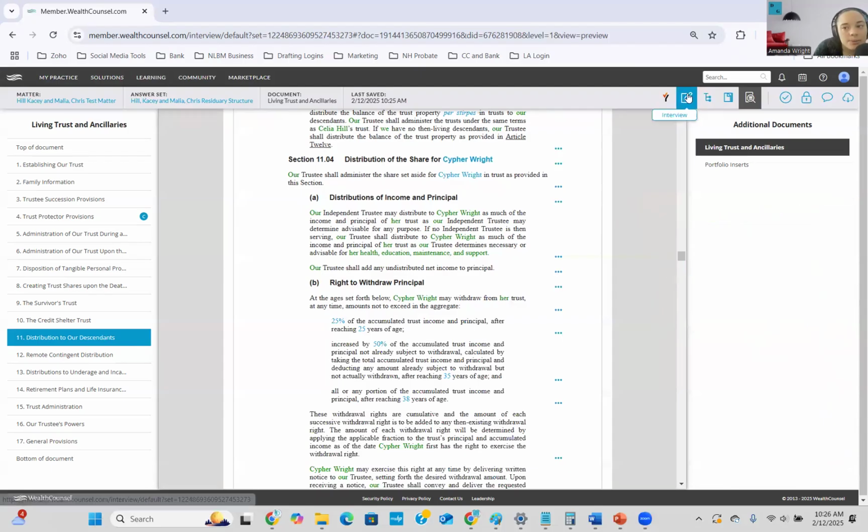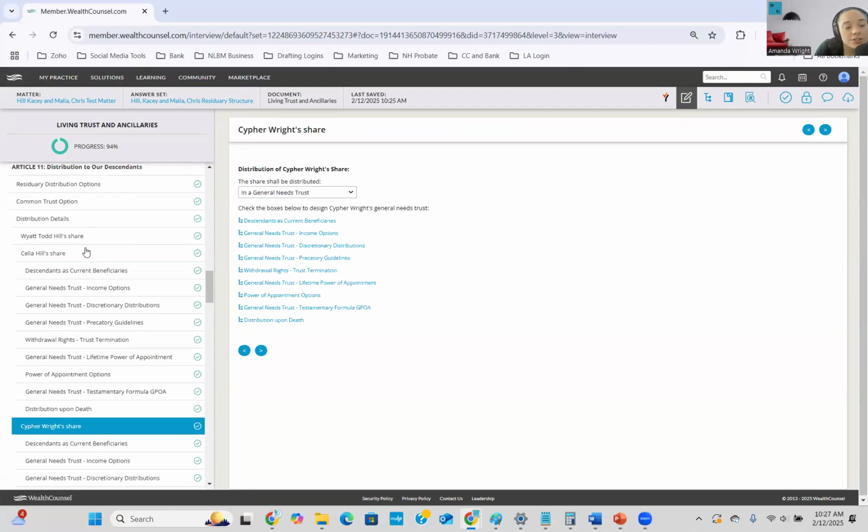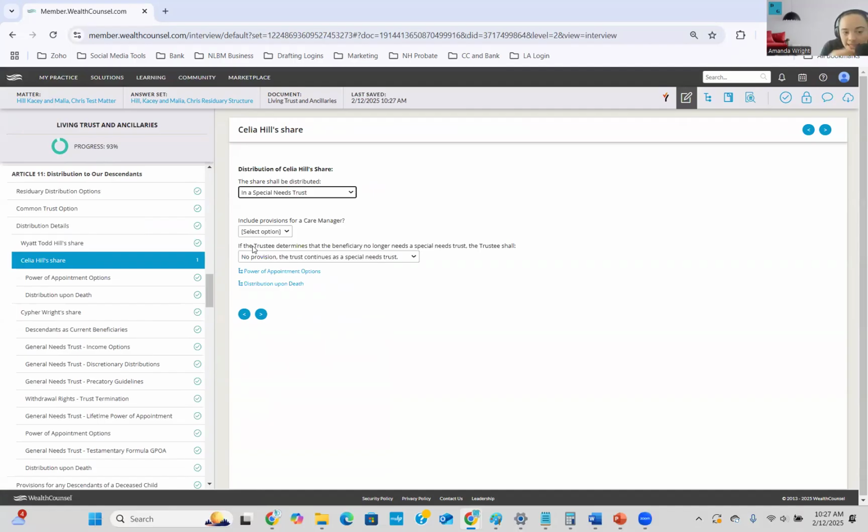All right, let's go back, and we are going to go over this one again in a different way. And let's change Celia. Celia has now been diagnosed with something. She will probably always need to be on government aid, and we'll design her special needs trust. We'll give her care manager provisions, meaning the trustee can hire someone like a social worker to be able to evaluate her needs, because maybe the trustee isn't the best person for that. So that gives them an option to hire someone.